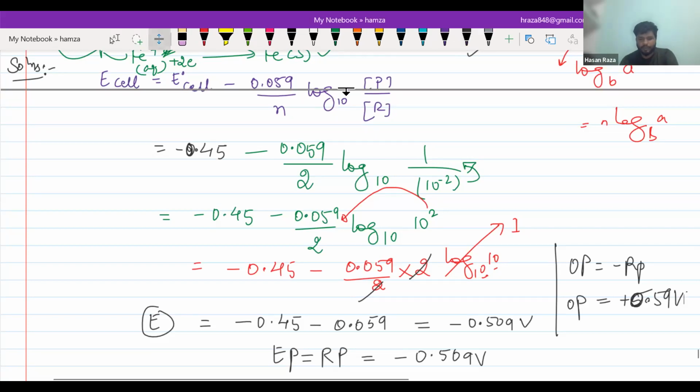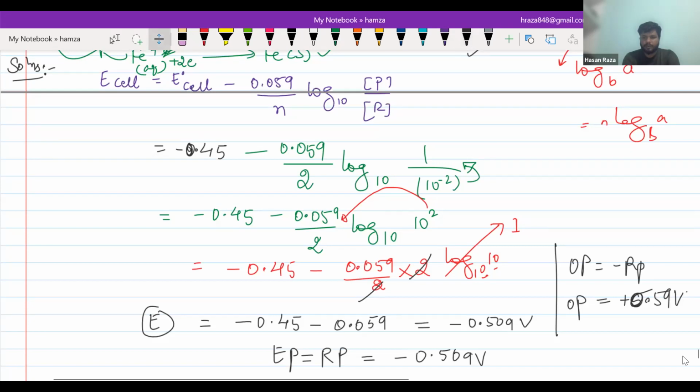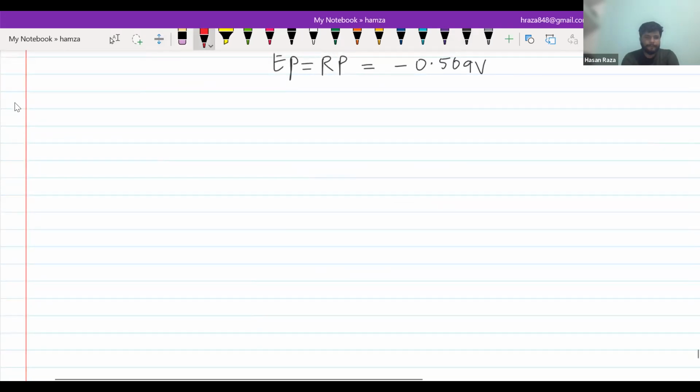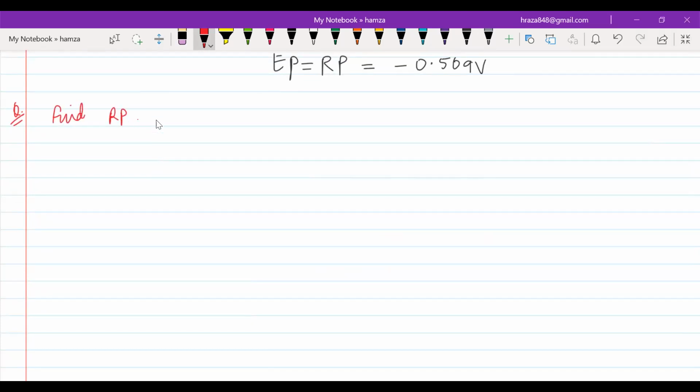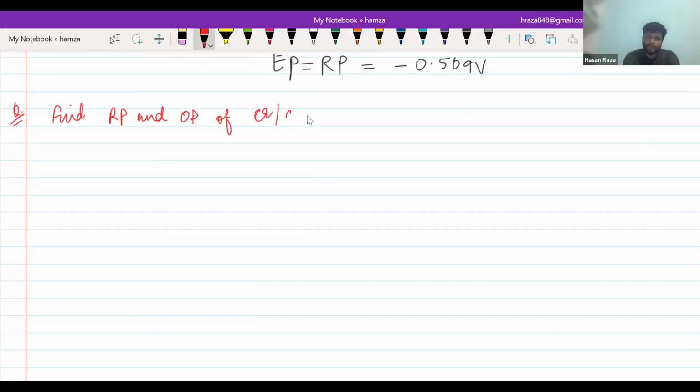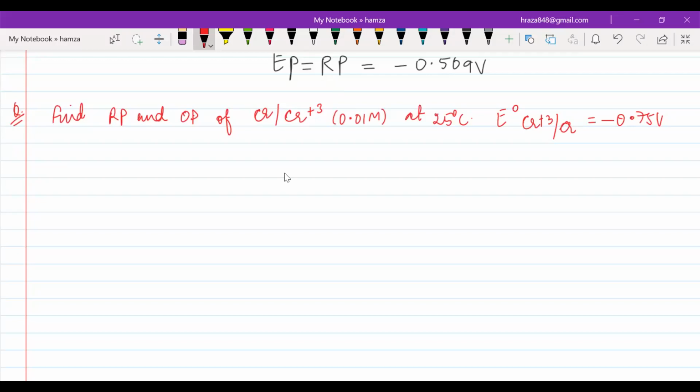Now the next question is: find the reduction potential, same question, and oxidation potential of chromium Cr plus 3, which has a concentration of 0.01 M at 25 degrees centigrade. It is also given that E naught of Cr plus 3 slash Cr is minus 0.75 volt. Please do calculate. I'm waiting.